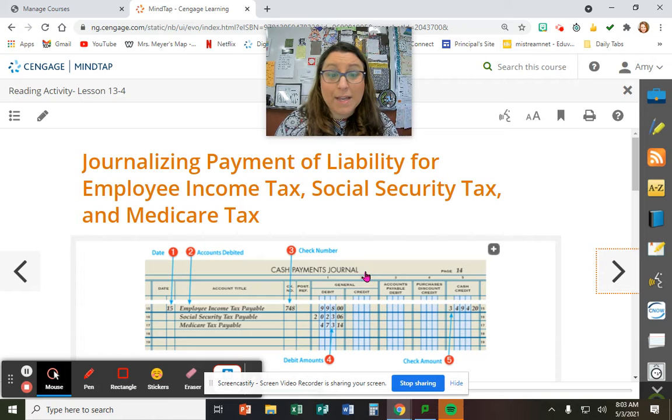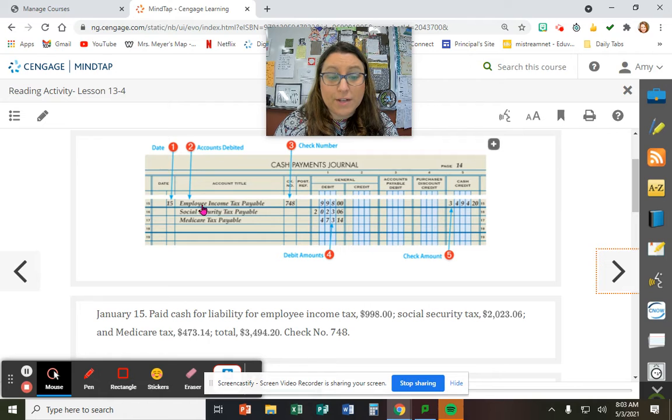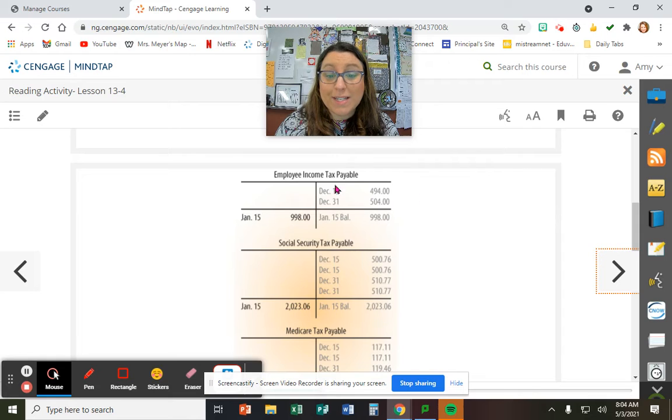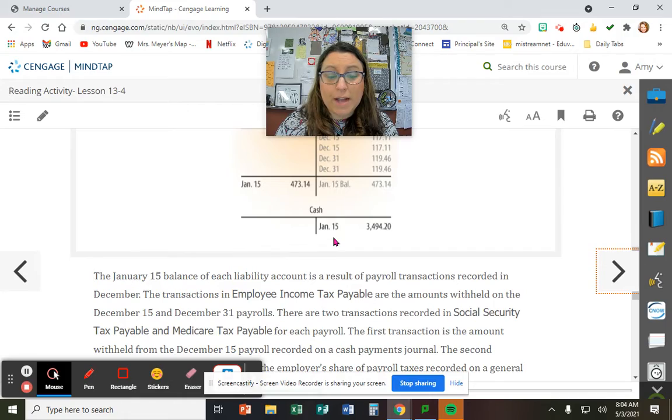So we've got to pay these taxes. And so we're in the cash payments journal in this section. We're paying the federal tax. Remember, employee income tax payable is the same as federal tax. We're paying Social Security, we're paying Medicare. Those are debits now to the liabilities, the payables, because we're paying it. It's no longer a liability. We're paying it off. So we're decreasing the liability here in the debit column, and the cash credit is the total of all 3 debits. So we're sending over to the government $3,494.20. If you like to see it in T account format, it's here. It also shows previous tax payments.